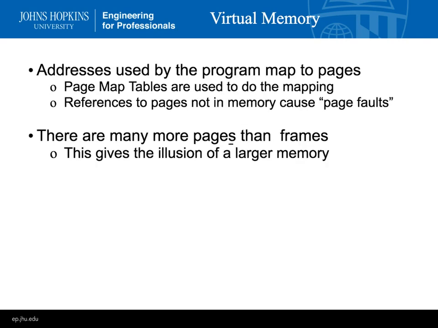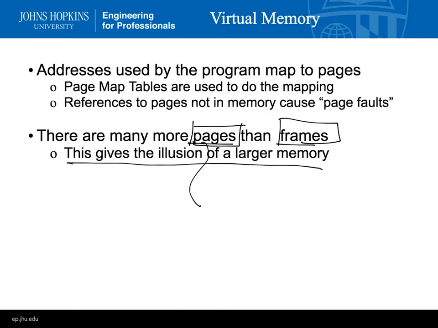So there are many more pages than frames. Pages are in the logical memory, frames are in physical memory, but having a lot of pages gives the illusion of a larger memory. When we have an address, we map it to a page, and then we use a page map table to map the page to a frame. And if we find out the page we're looking for isn't in physical memory, that's what's called a page fault.